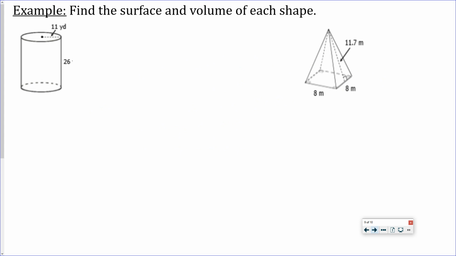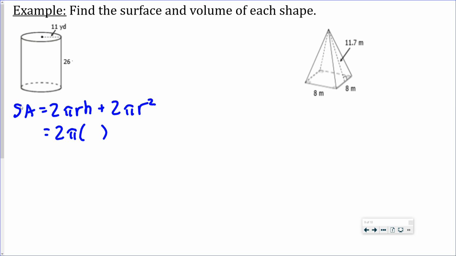All right, now with cylinders, because these aren't polyhedrons, we have these special formulas for surface area and volume. So these would be ones that would be given to you, okay? So the surface area for a cylinder, our can of soup one, is 2 pi r h plus 2 pi r squared. R standing for what? Radius. What's my radius in this picture? 11. Good.